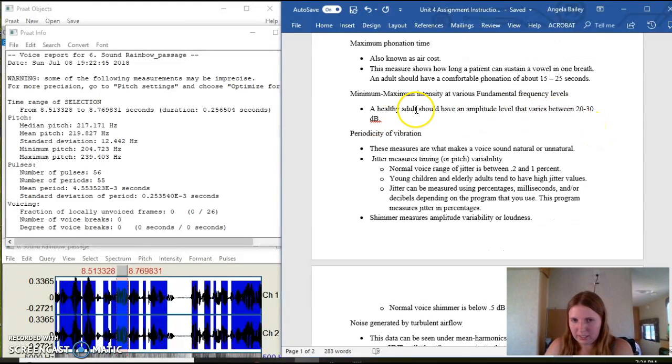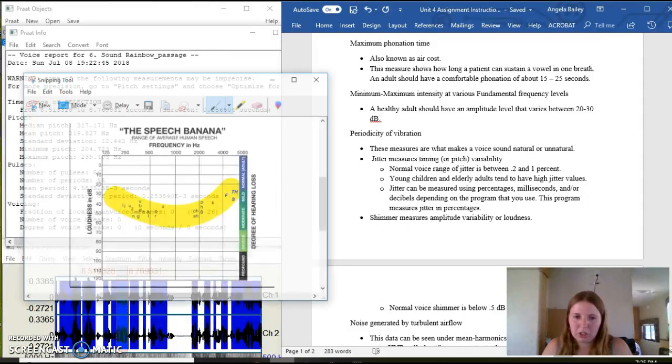Minimum and maximum intensity at various fundamental frequencies. So that's a healthy adult should have an amplitude level that varies between 20 and 30 decibels. So this is talking about how loud, essentially, that you talk on average.